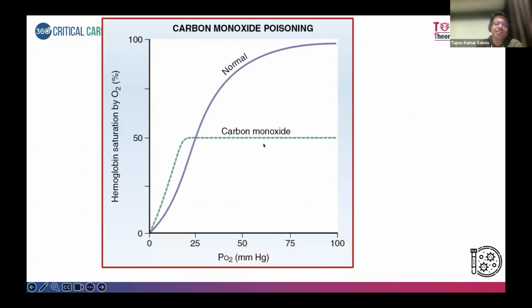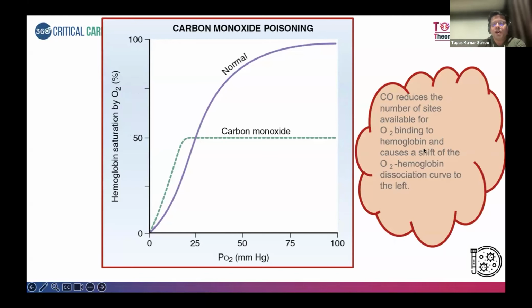And you can see here, in presence of carbon monoxide, your oxygen hemoglobin dissociation curve is looking like this. It is not looking like the previous sigmoidal shape. Rather, it would be only showing your saturation level. You can see the hemoglobin saturation is almost 50% because the rest are occupied with carbon monoxide, and you can see your PaO2 would be more, but your hemoglobin saturation would be only around 50%. Clear? So carbon monoxide reduces the number of sites available for oxygen binding to hemoglobin, and that would be causing your oxygen hemoglobin dissociation curve to shift to the left.